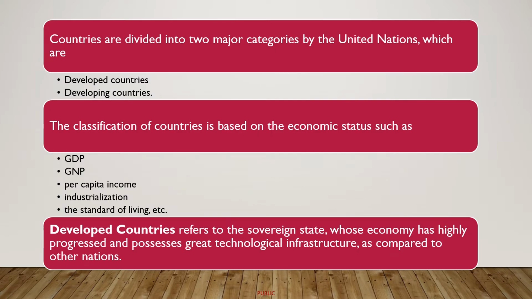So, basically, countries are divided into two major categories by the United Nations, which are developed countries and developing countries. The classification of countries is based on the economic status such as GDP, GNP, per capita income, industrialization, the standard of living, etc. The developed countries refers to the sovereign state whose economy has highly progressed and possesses great technological infrastructure as compared to other nations.